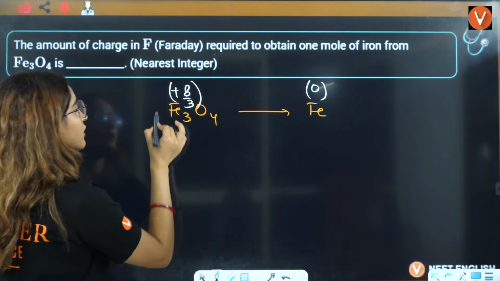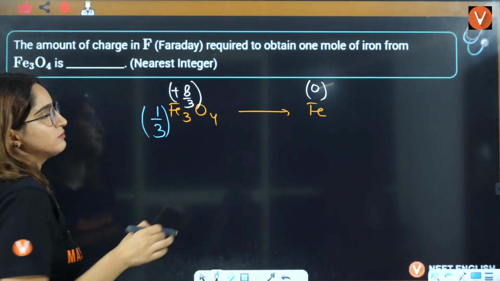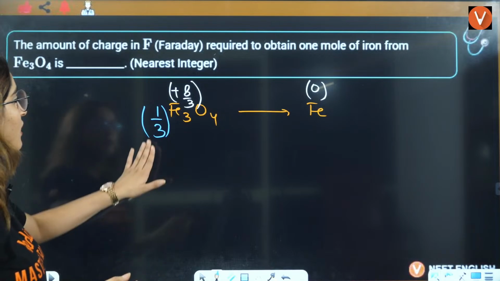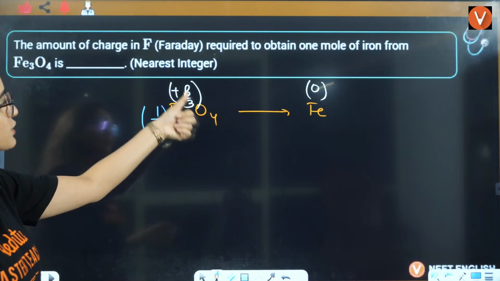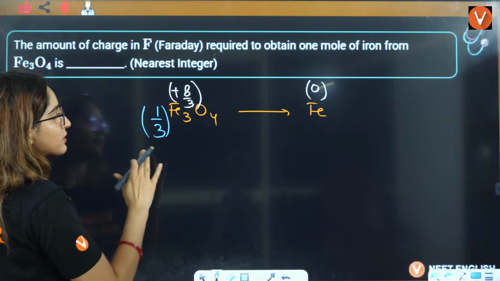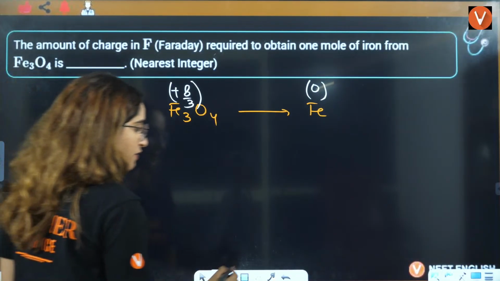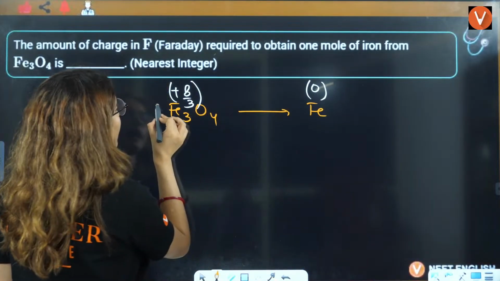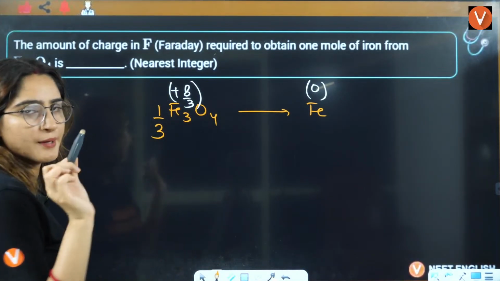And for 1 iron, see, here this is for 1 iron, that is positive 8 by 3. For 1 iron, right, this also should be 1 by 3. So I just divided this by 1 by 3. Right, I have just divided it by 1 by 3.